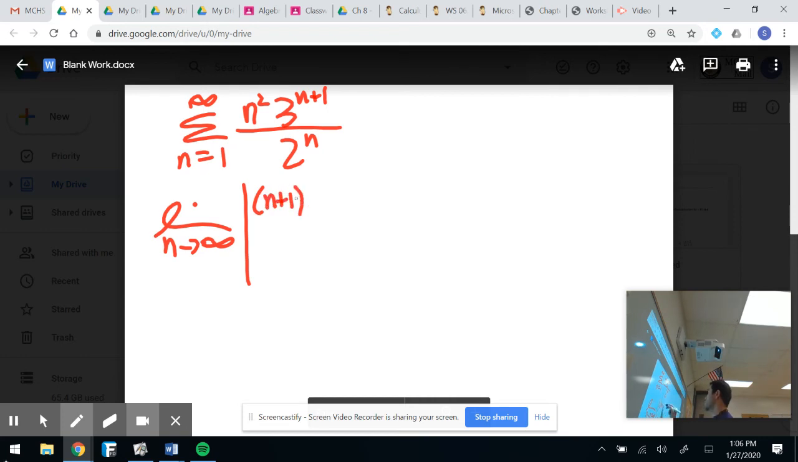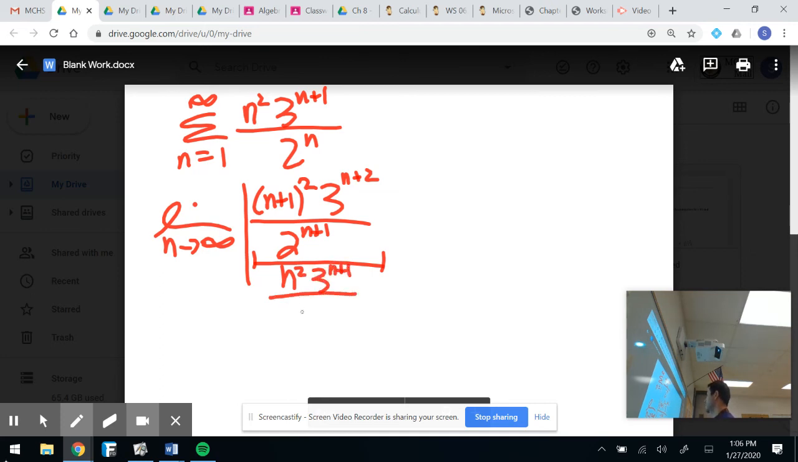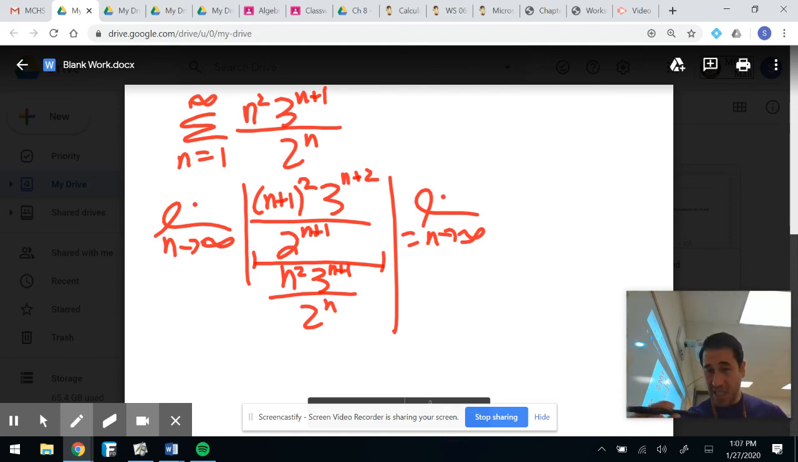That'd be n plus 1 squared, that'd be 3 to the n plus 2, all over 2 to the n plus 1, all over the original. Which is just nutty. So let's go ahead and see what we can simplify here. Sweet, of course, because I'm almost done.